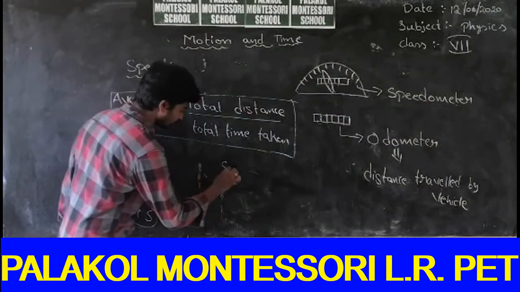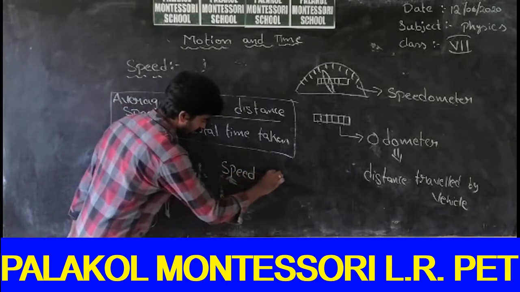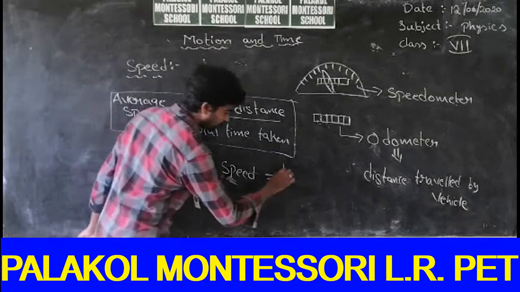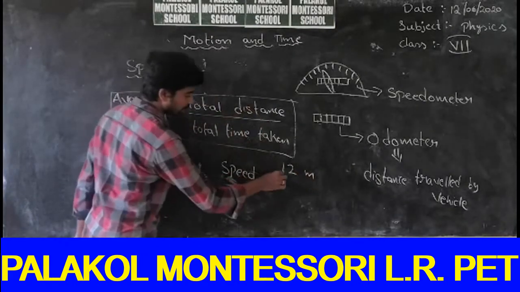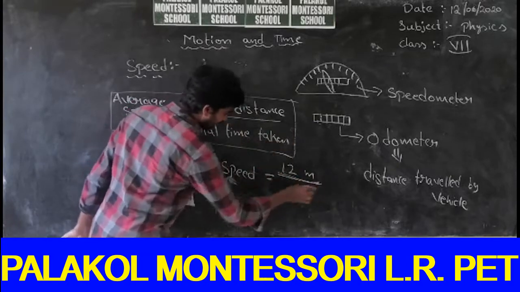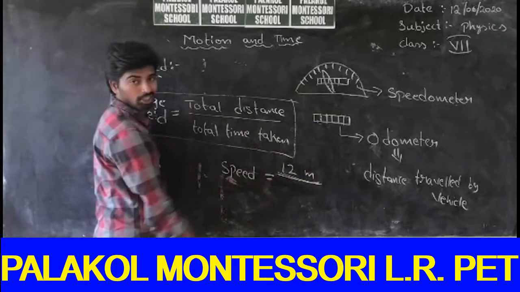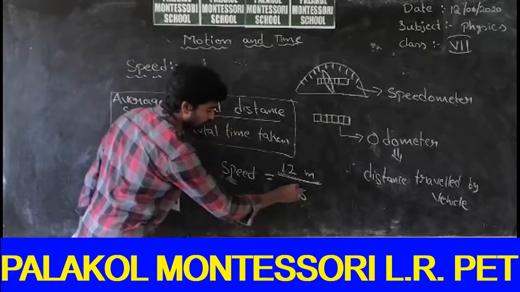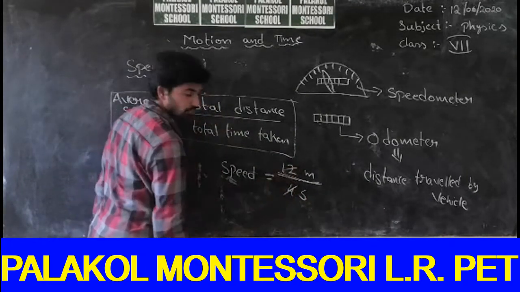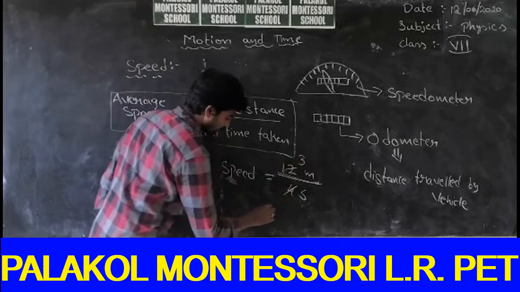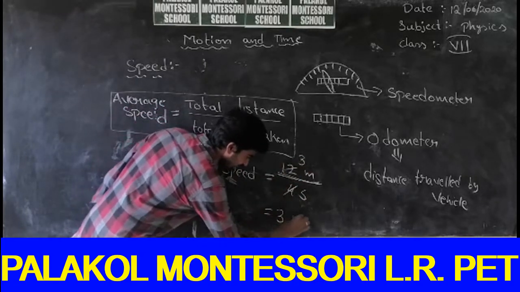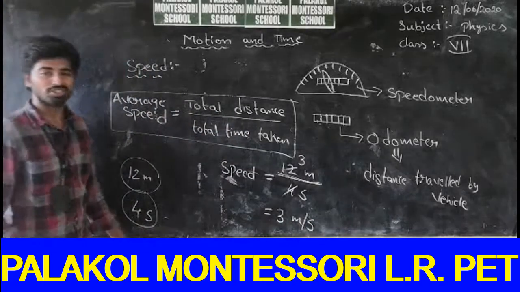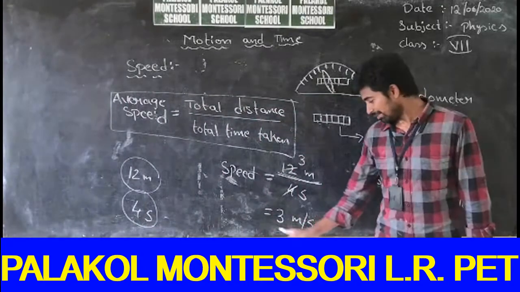So speed is equal to the total distance I covered, which is 12 meters, by the total time taken to cover 12 meters of distance, which is 4 seconds. So 4 will cancel into 12, 3 times. So the speed is 3 meters per second. I traveled with a speed of 3 meters per second.